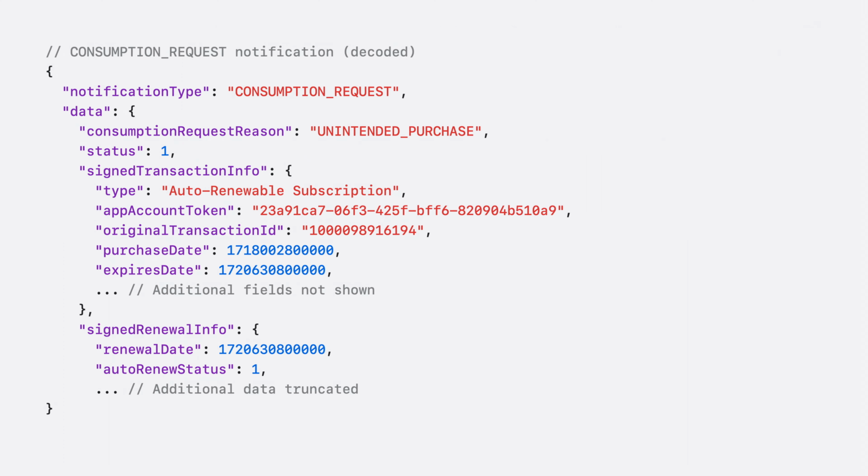Here's an example of a consumption request notification sent for an auto-renewable subscription. The new field, Consumption Request Reason, indicates why the customer requested a refund. In this example, they made the purchase unintentionally.